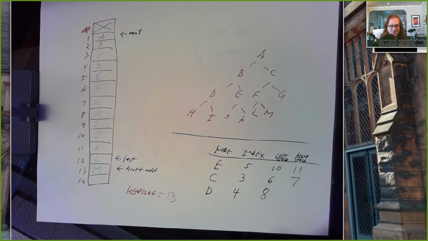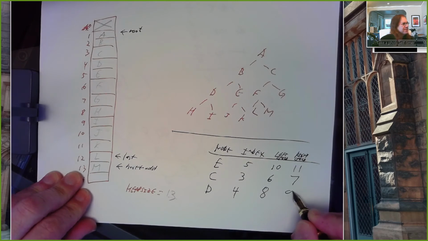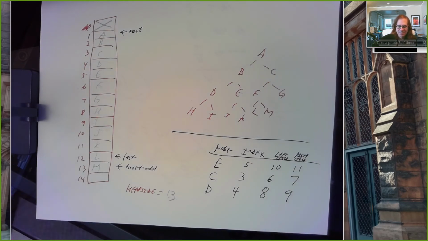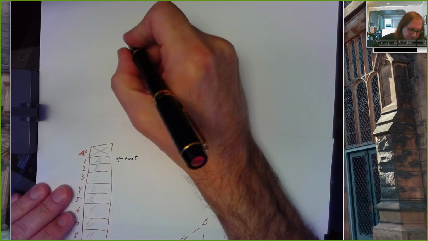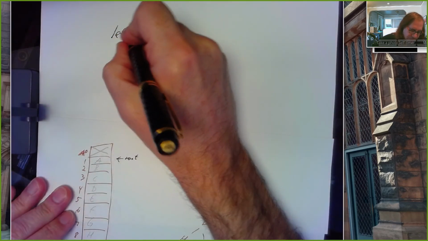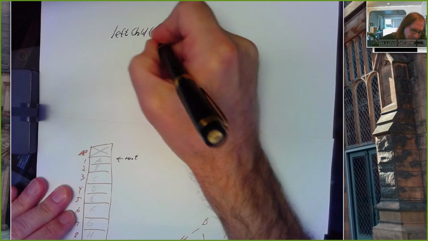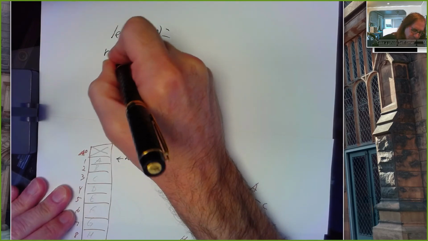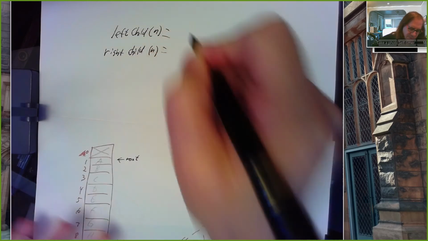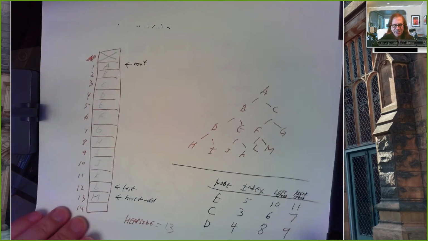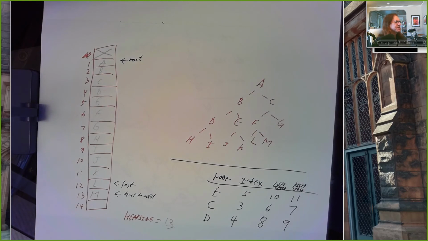Right child of node D. What's the index? 9. There we go. All right. What's the pattern here? In general, if I have a node with index n, what's the index of its left child?